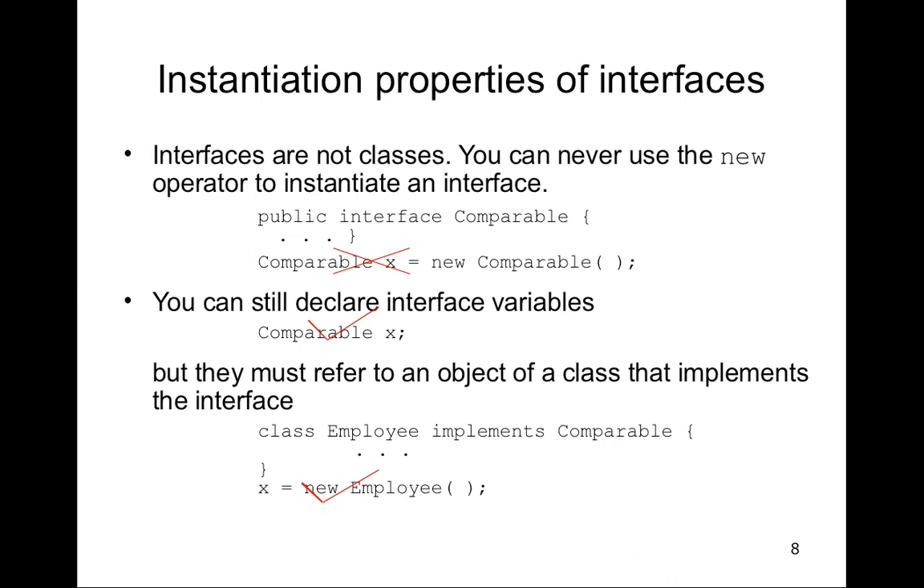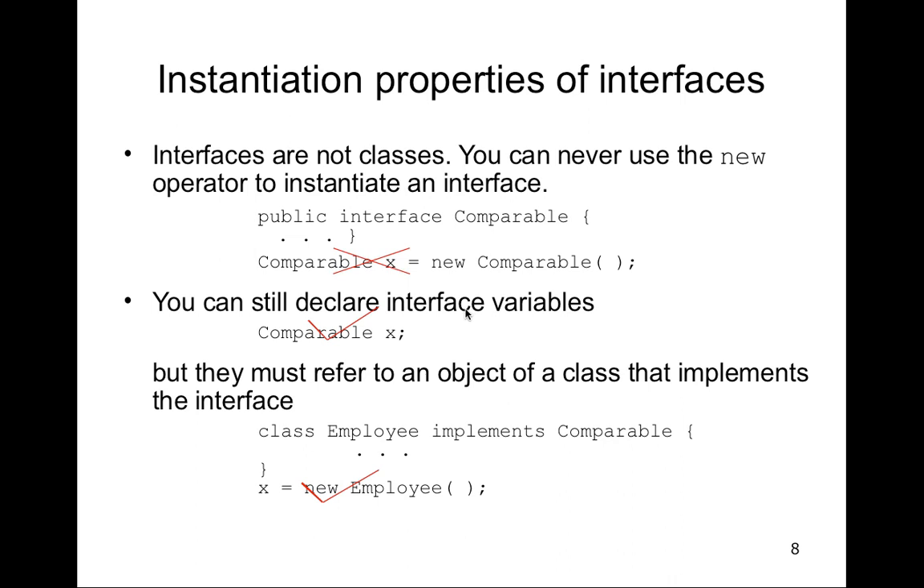So, instantiation properties: interfaces are not classes. You can never make an instance of one. You can never use the new operator to instantiate one. So comparable x is equal to new comparable does not work. You can still declare, okay, here's the interesting thing, you can still declare interface variables because they're concept based. So you can say comparable x. That's okay, actually.